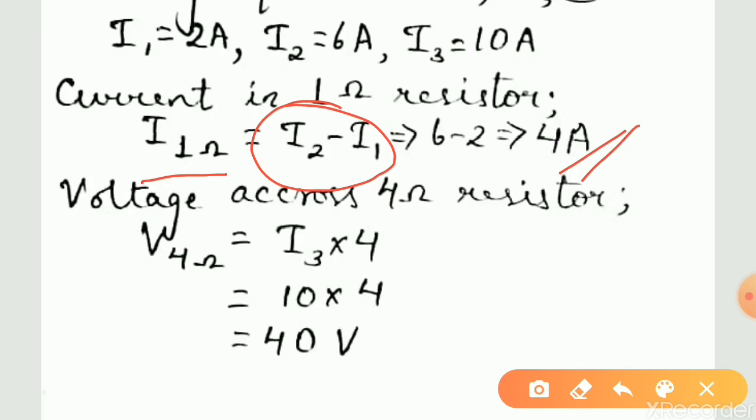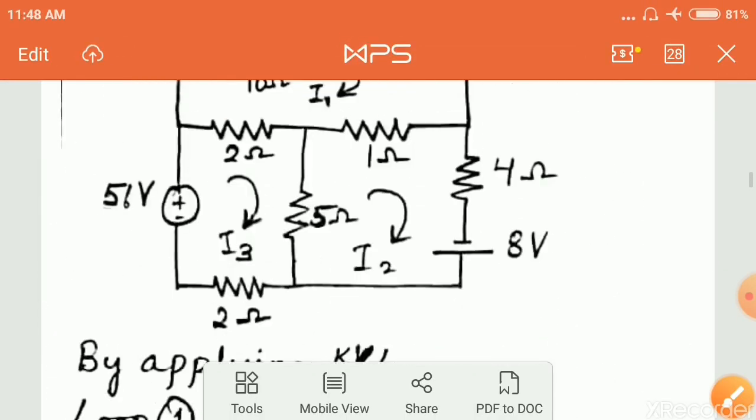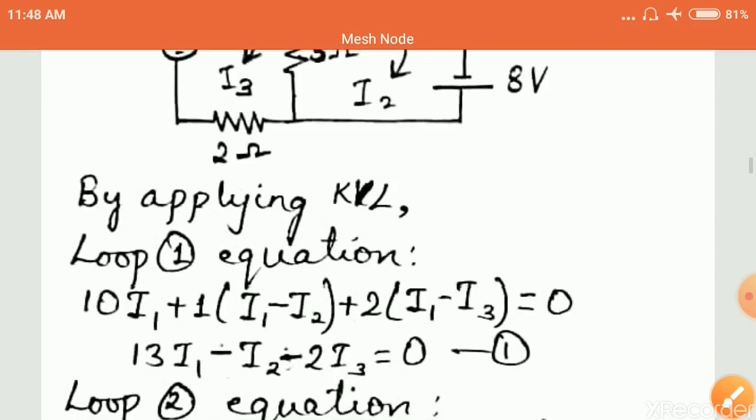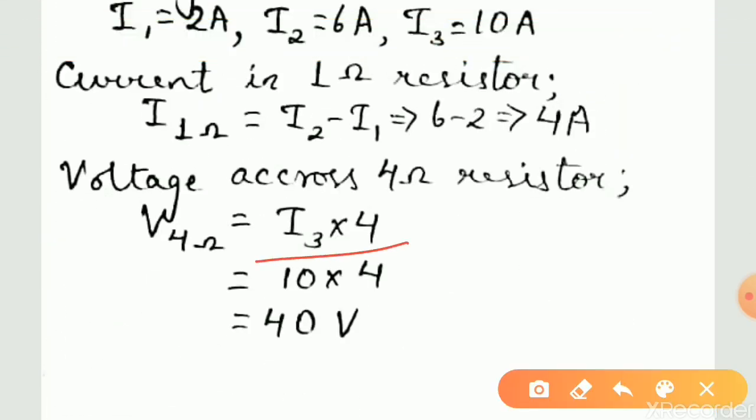We also had to find the voltage drop across the 4 ohm resistor. Through the 4 ohm resistor, as we had stated, we were assuming I2 current flowing. By Ohm's law, V is equal to I into R, that is I3 into 4. We have 10 amp I3 and a 4 ohm resistor, so we get 40 volt. So this is all about mesh analysis.